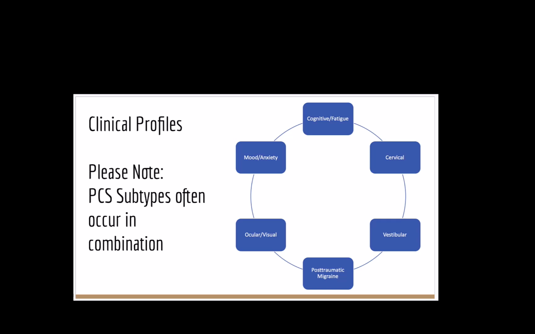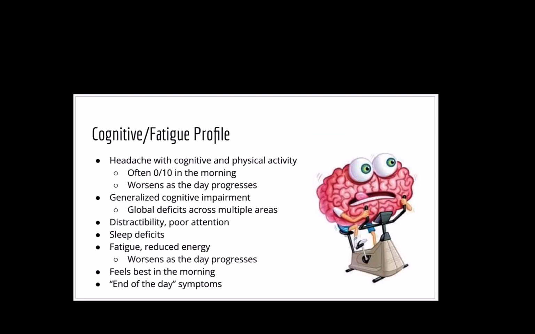Okay, so the major categories are cognitive fatigue, a cervical category, vestibular subtype, post-traumatic migraine, ocular or visual category, and then mood anxiety. Let's start first with the cognitive fatigue profile. This is the individual that typically feels really good in the morning, but they start to worsen as the day progresses. In fact, the more activity, the more effort, the more energy they expend throughout the day, they'll typically report increasing symptoms. Usually it's headache.